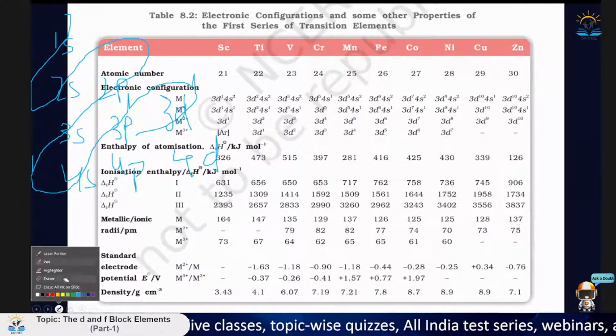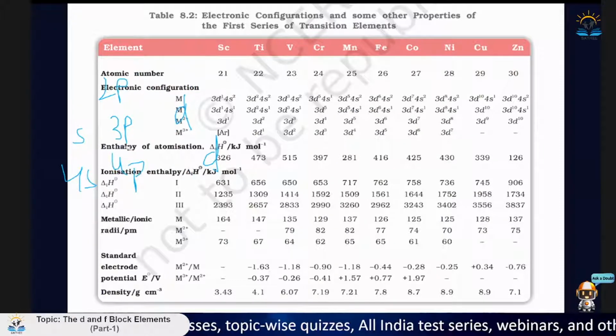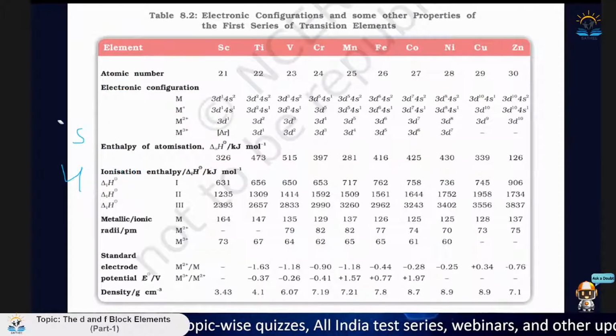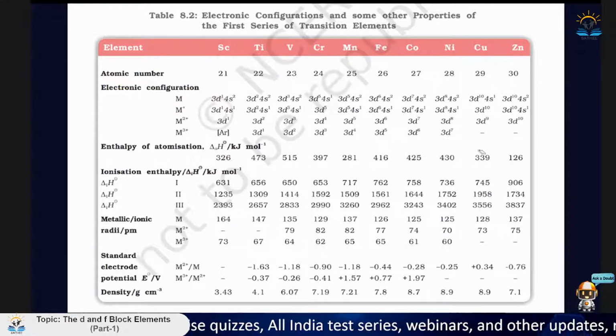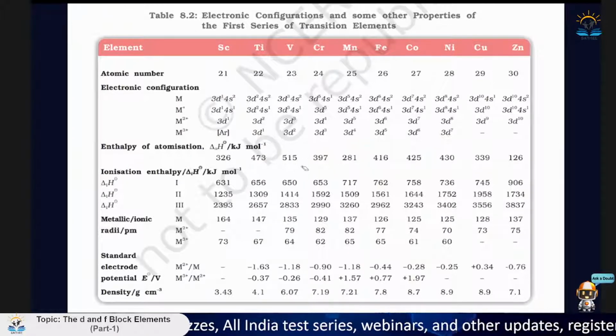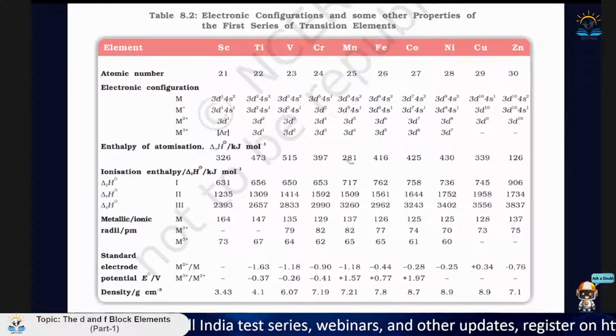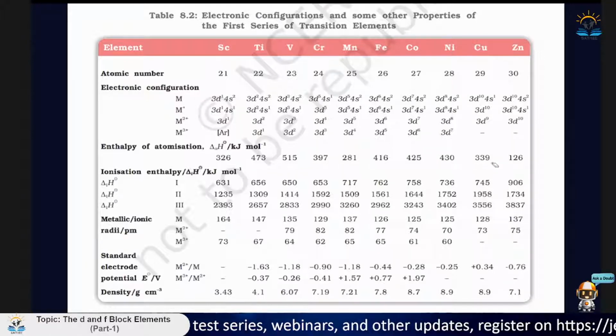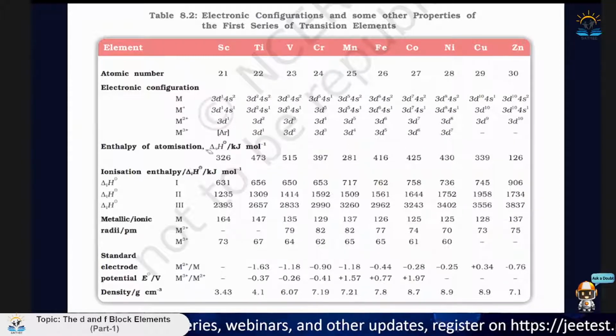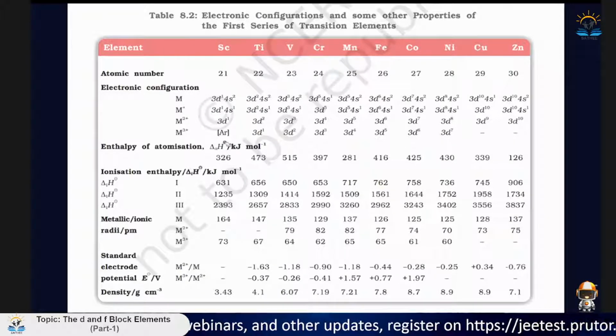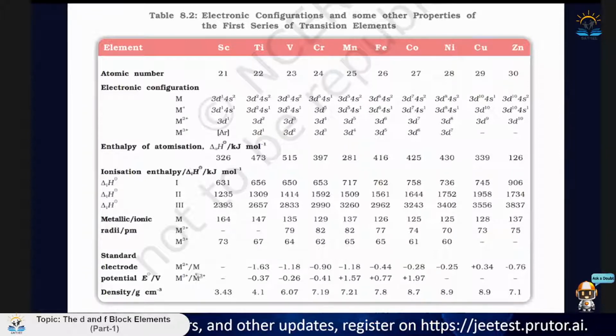Notice that we have our enthalpy of atomization, and you can see it is increasing along the series. To some extent it is increasing and then it again starts decreasing. Then it's increasing and then again decreasing. Right? So you see, it is in a very, how do I say, random way.